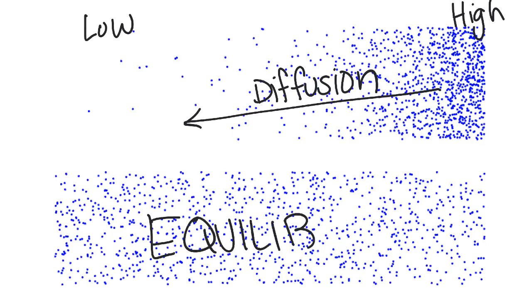Equilibrium means just that everything is spread out. It does not mean that they're not moving. It just means there's no net movement. So overall, this individual molecule might be over here, it might go over here, it might go over there, but the net effect is that they're pretty well spread out throughout the entire area.